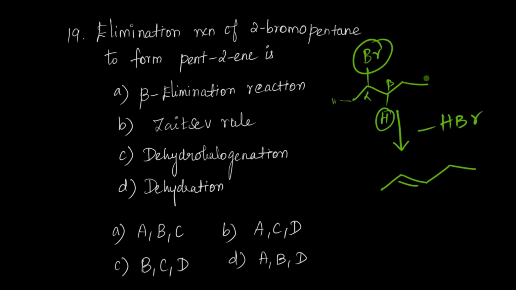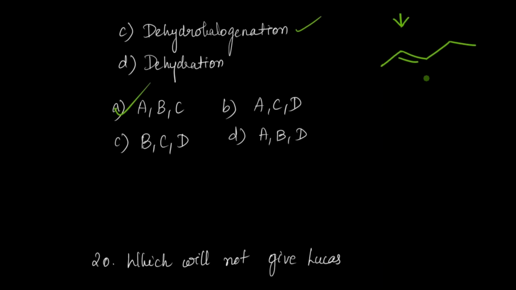It can go with this hydrogen as well, but it just went with this hydrogen because of Zaitsev rule. And HBr got eliminated, which is nothing but dehydrohalogenation. This is not a dehydration at all because H2O is not getting eliminated. So the answer to this question is ABC, or that is option A.